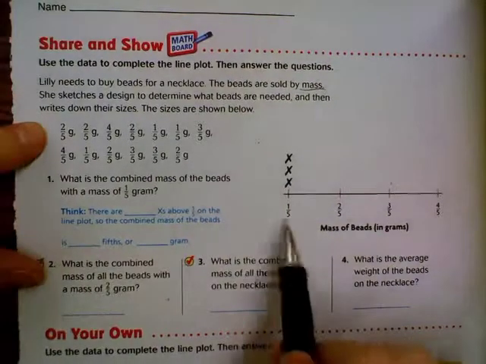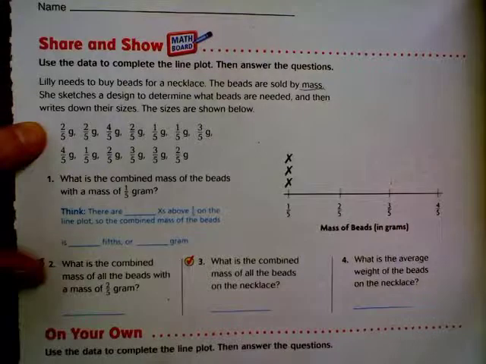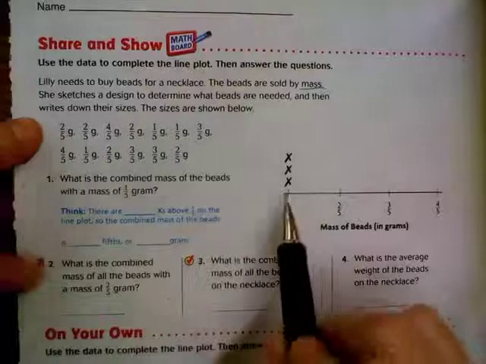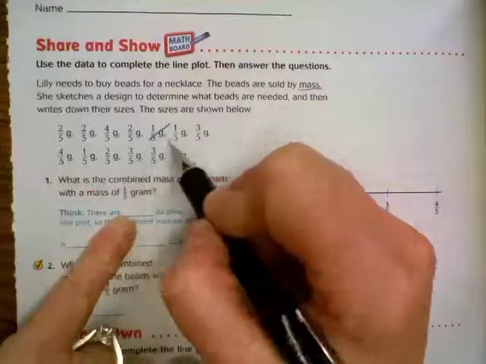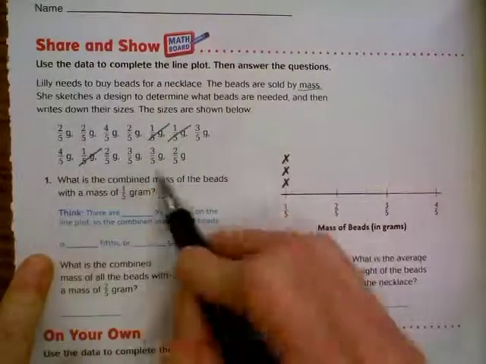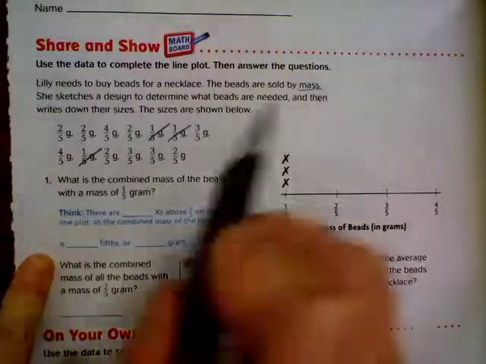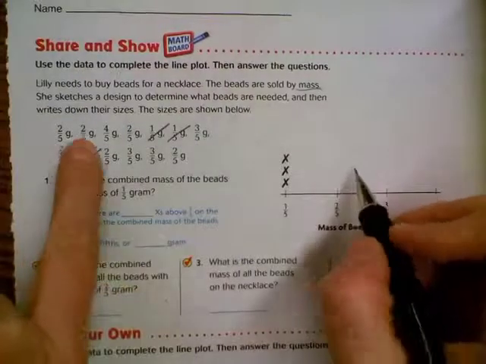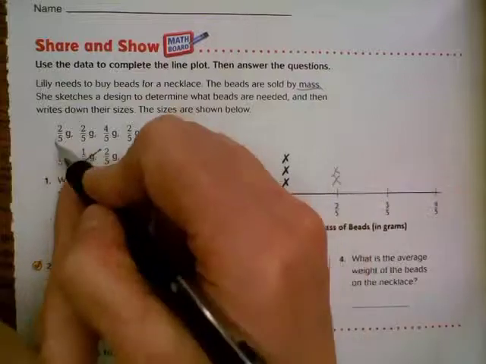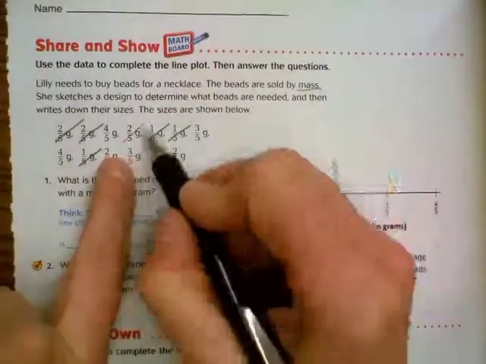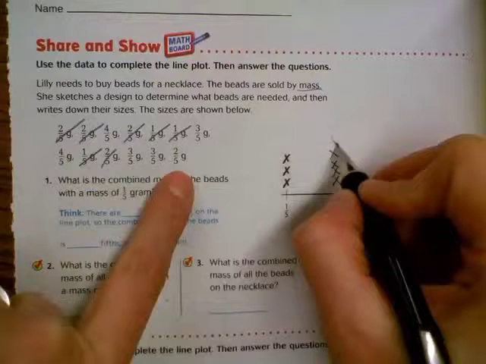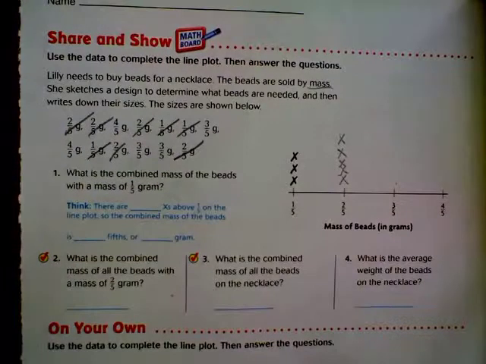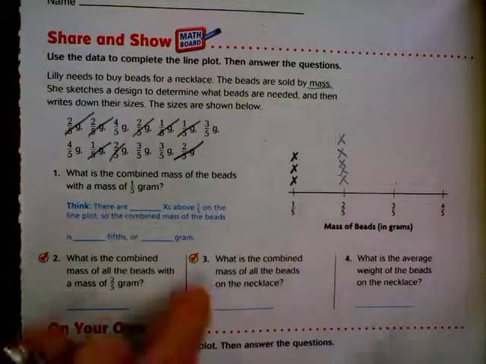So we're going to go ahead and finish our line plot. They've already started it for us. They've already marked 3 of the 1/5, so we'll go ahead and cross off 3 of the 1/5. Make sure there are no more that we need to add, and there are not. Then we can move to the 2/5. We have 1, 2, 3, 4, 5.